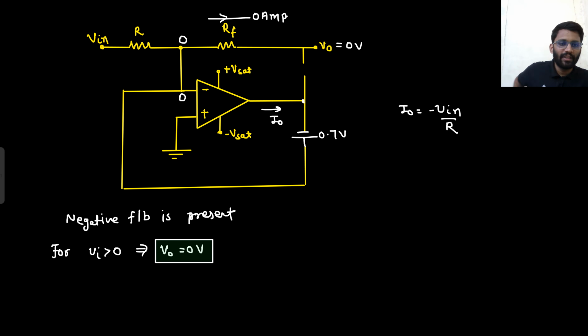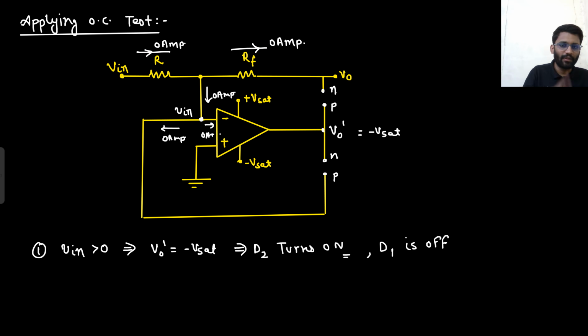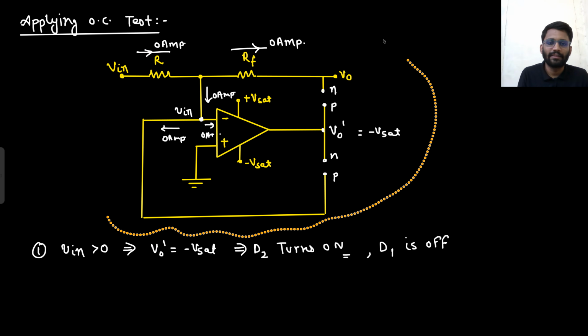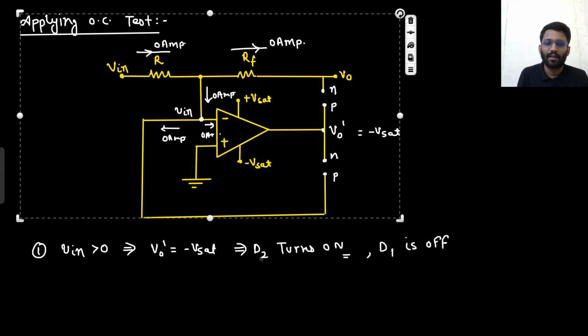So this we checked for V in greater than 0. Now we are going to check for V in less than 0. So we are applying the open circuit test only. Now we are going to check for V in less than 0, applying the open circuit test. The same test we are applying.